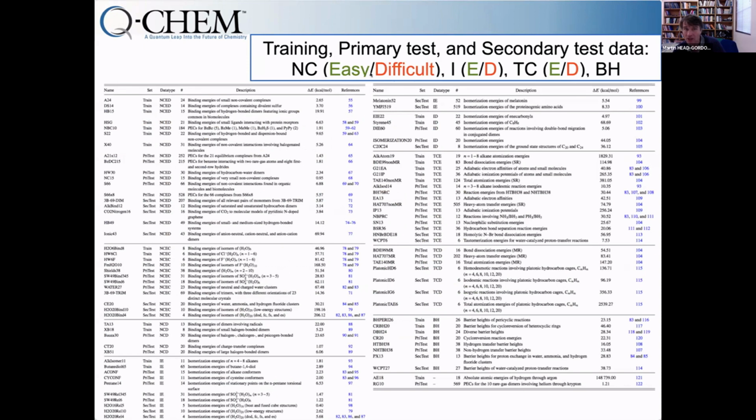Difficult are things that are sensitive to the errors of DFT that our choice of functional form probably can't cure. So this includes the delocalization error that I talked about. It also includes strong correlation errors in some cases. And something that's easy, conversely, should not be susceptible to those errors. Something easy is something that we should be able to describe. So NC, non-covalent, I for isomerization energies, TC for thermochemistry, those will be atomization energies, and then finally BH for barrier heights.